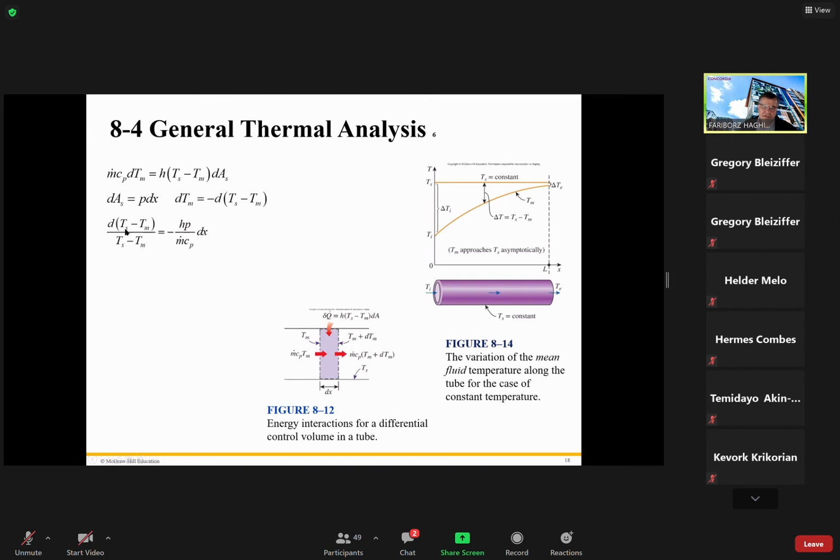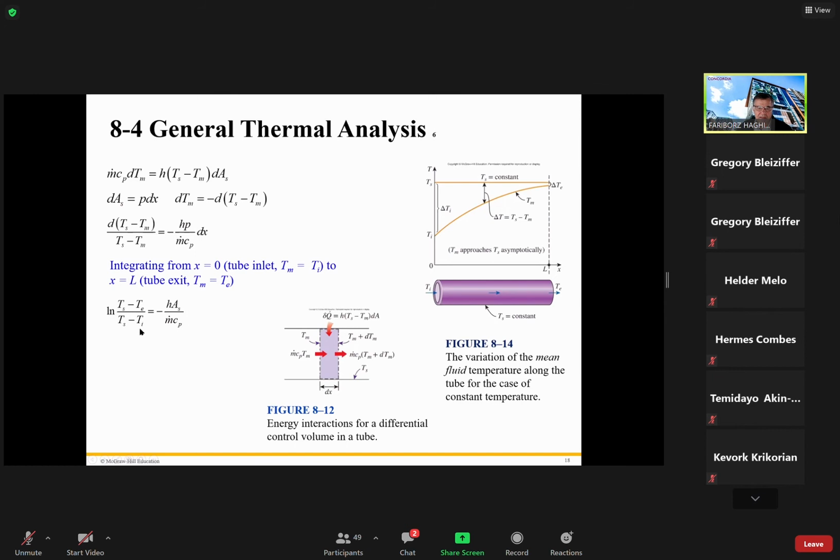Now I have a first order differential equation here. Therefore, I need one boundary condition, and we can say that at x equals 0, the temperature of the fluid is equal to Ti. Therefore, we change this one, and we end up with this equation. I'm sure you remember this equation we used last lecture. Therefore, I now have an expression that tells me the relationship between inlet temperature, outlet temperature, and surface temperature.